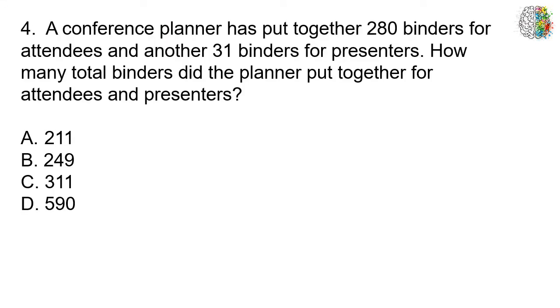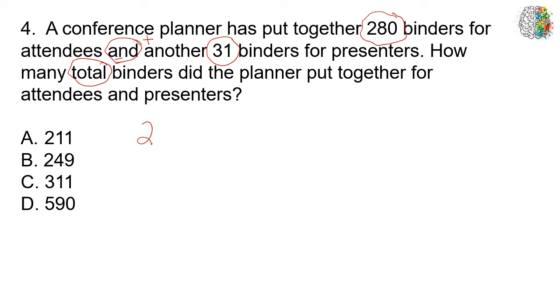Problem number 4 is a story problem, so we need to look for our word clues to help us know what type of problem we're going to be doing. This one says a conference planner has put together 280 binders for attendees and another 31 binders for presenters. How many total binders did the planner put together for attendees and presenters? So we know we're working with the numbers 280 and 31. We have the word "and" and "total." So "and" usually means sum or addition, and "total" usually means equals.